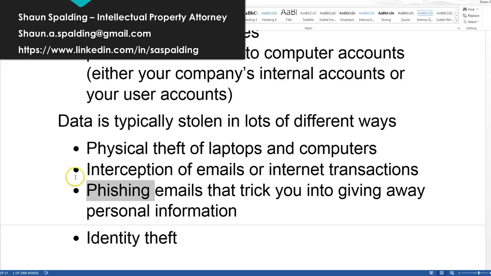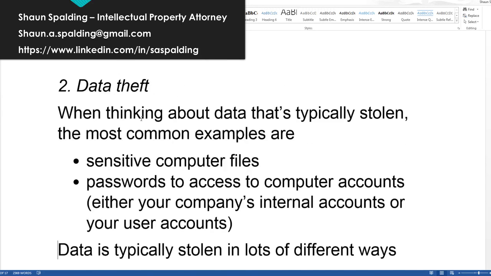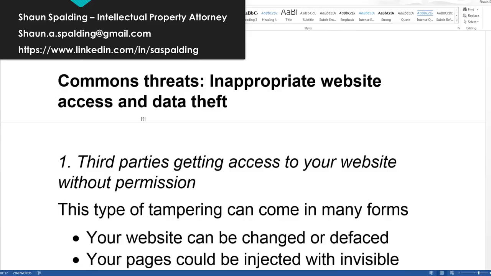And finally, data is also stolen through traditional identity theft. So someone figures out one piece of personal information that's useful through whatever channels, and then they use all sorts of means to get the rest of that information, calling government offices, stealing your mail, things like that. So those are two common threats, and there are many more that we'll talk about in this course.